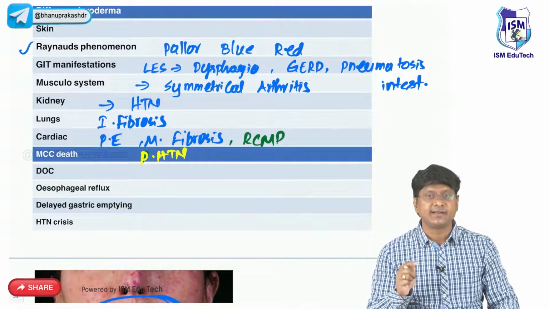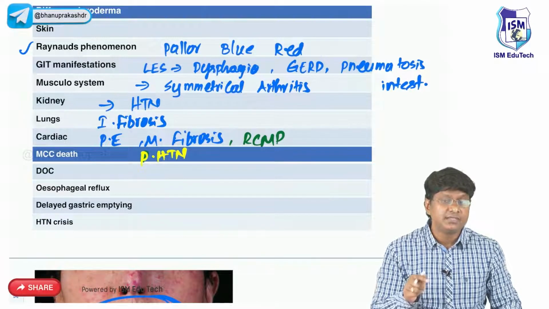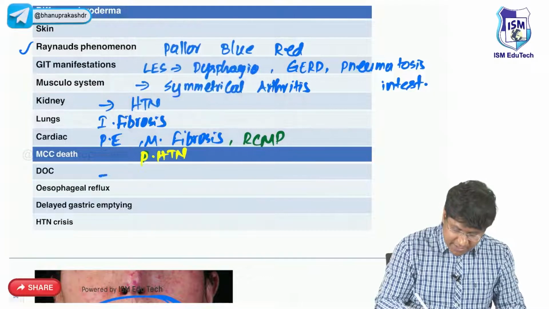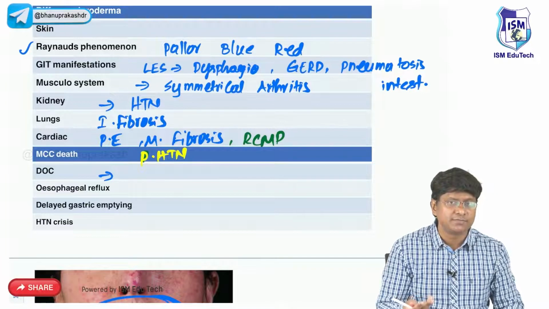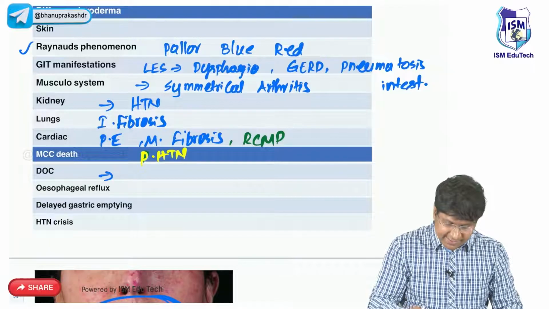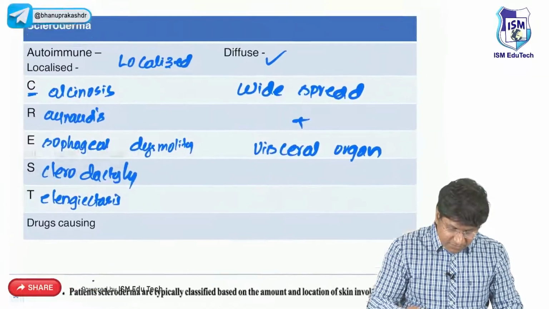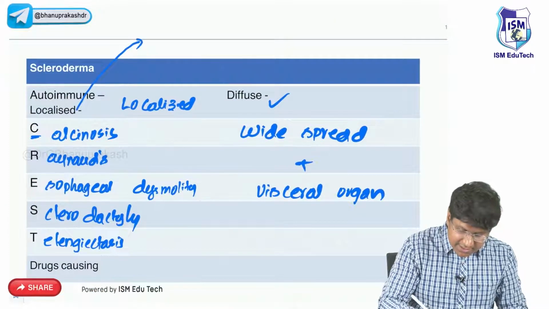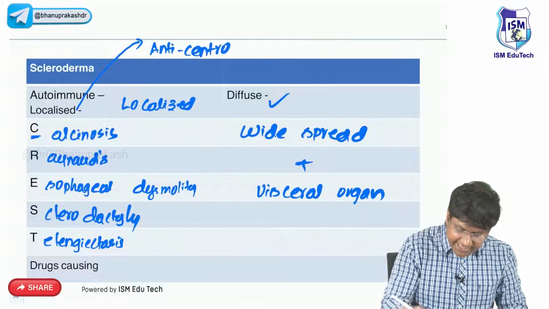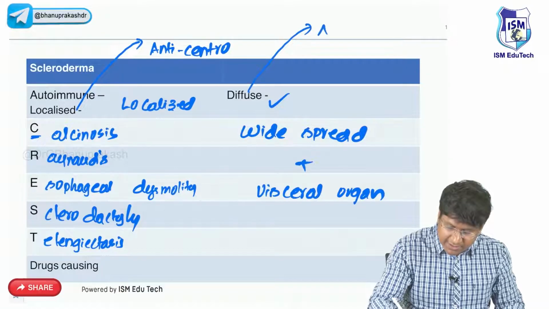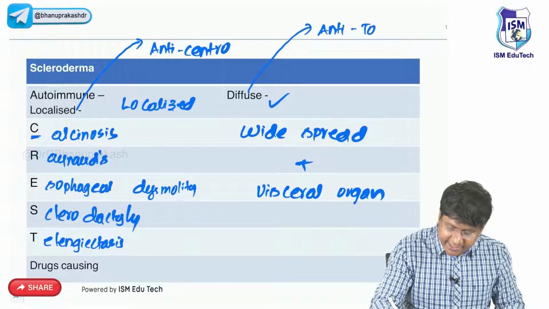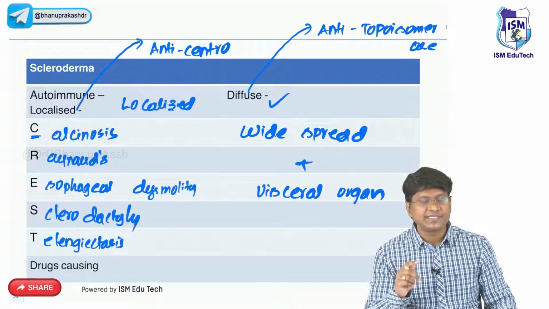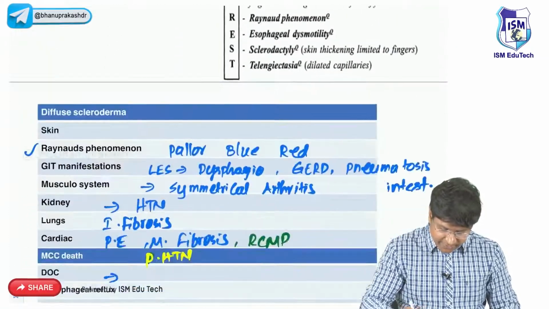Now, what do you think is the drug of choice in patients with scleroderma? Again, scleroderma is an autoimmune condition. In case of localized scleroderma, the antibody is the anti-centromere antibody, and in case of diffuse scleroderma, the antibody is the anti-topoisomerase antibody. Now we don't want this antibody production. So what do you think is the drug of choice? The drug of choice will be steroids.